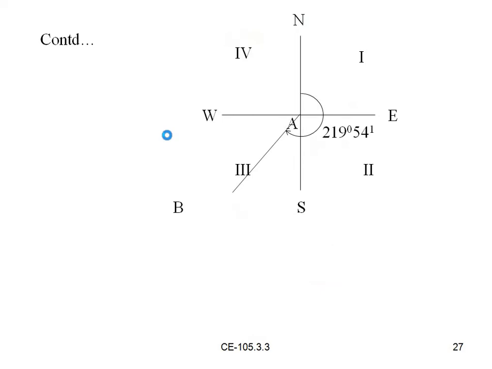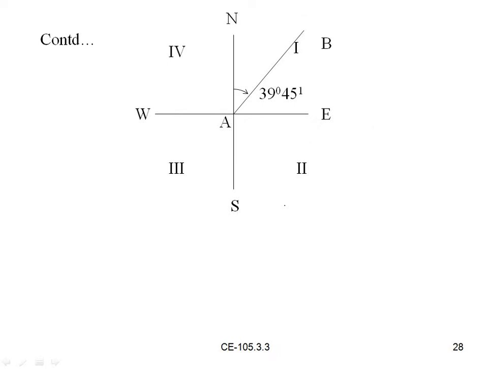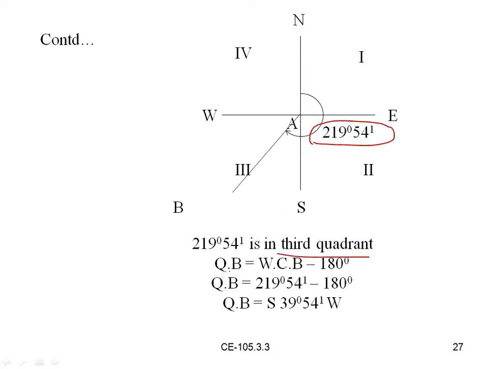And the next one, it is 219 degrees 54 minutes. So this one, it is in the third quadrant. So quadrantal bearing is equal to whole circle bearing minus 180 degrees. Then we will get south 39 degrees 54 minutes west. So it is in the direction of south and west.